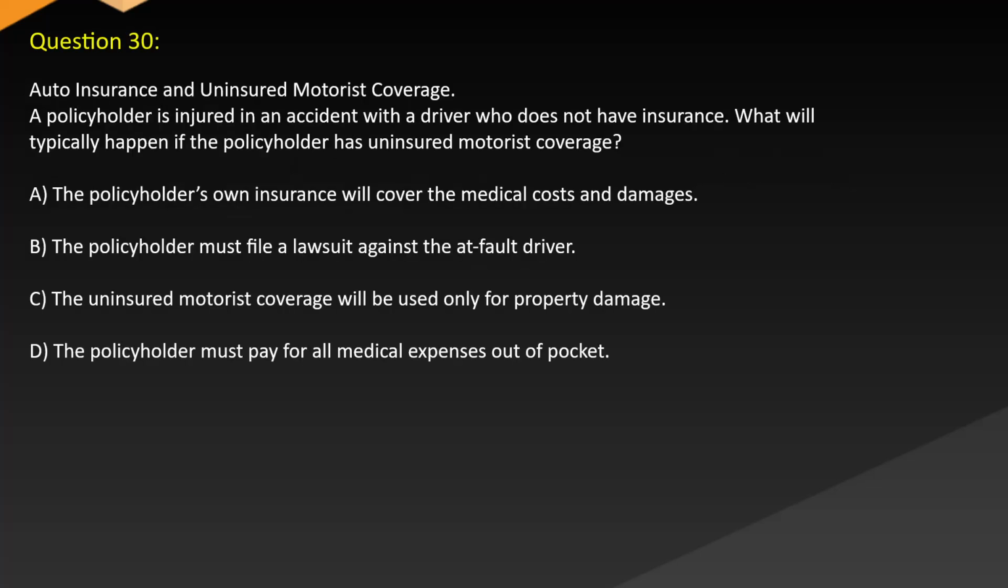Question 30. Auto insurance and uninsured motorist coverage. A policyholder is injured in an accident with a driver who does not have insurance. What will typically happen if the policyholder has uninsured motorist coverage? A. The policyholder's own insurance will cover the medical costs and damages. B. The policyholder must file a lawsuit against the at-fault driver. C. The uninsured motorist coverage will be used only for property damage. D. The policyholder must pay for all medical expenses out of pocket.